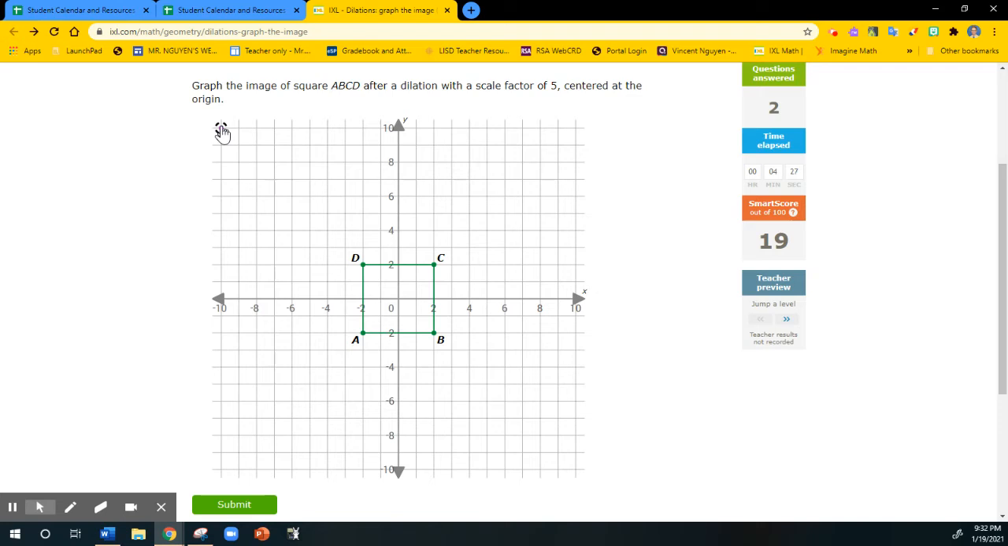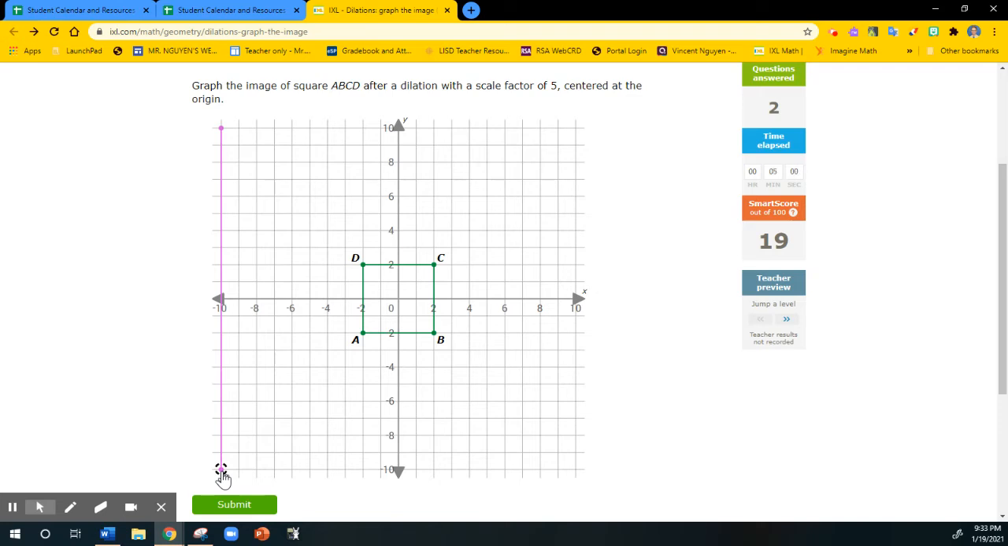If you want to go in order, A, B, C, D is fine. I just always start with that second quadrant. Now you have to go to either C or A, so I'm going to go to A. A is at -2, -2, so I'm going to multiply by 5. So -10, -10. Oh my gosh, all the way down here. So that should be my A.